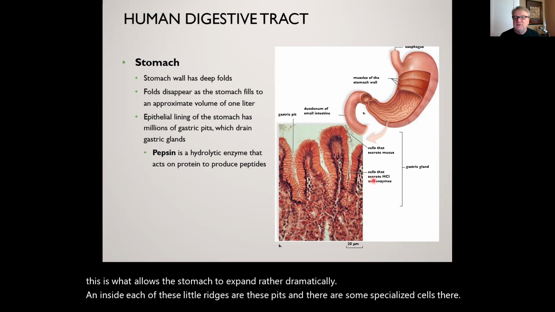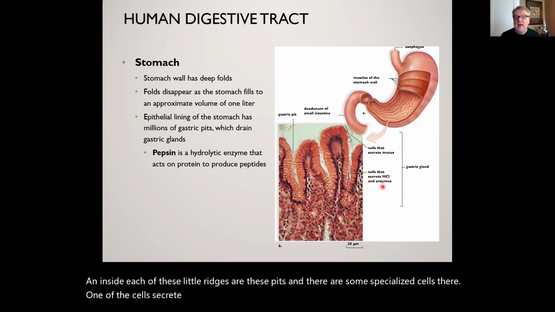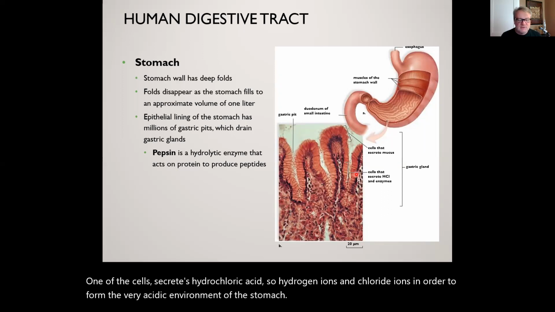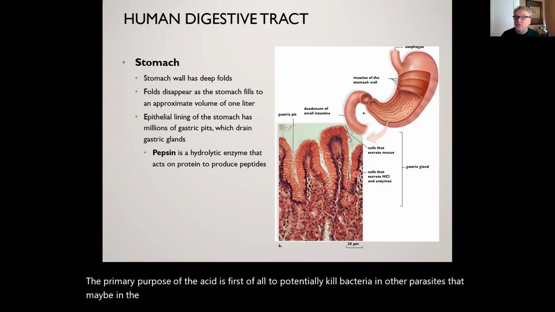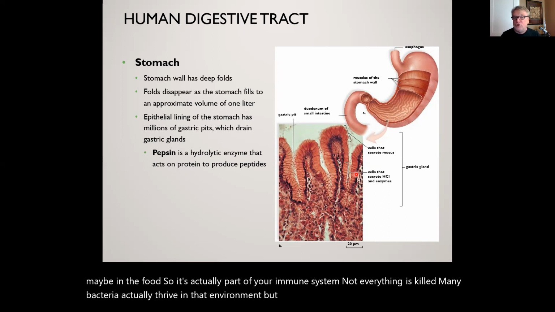One of the cells secretes hydrochloric acid, so hydrogen ions and chloride ions, in order to form the very acidic environment of the stomach. The primary purpose of the acid is, first of all, to potentially kill bacteria and other parasites that may be in the food. So it's actually part of the immune system. Not everything is killed. Many bacteria actually thrive in that environment, but it does take care of a large number of potentially harmful organisms.